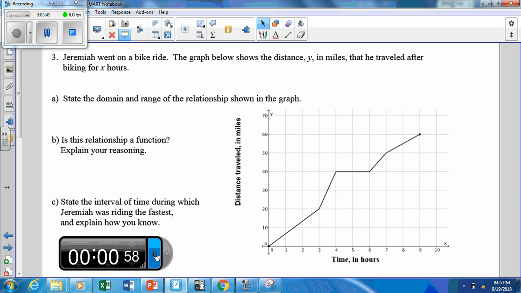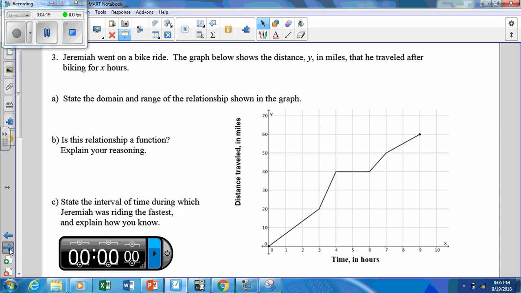All right, guys, welcome back. How'd we do? All right, so hopefully it was very clear that we're just looking at, for the domain, where is the smallest x value? Where is the largest x value? So we're in between 0 and 9, okay? Likewise, for our y, what is the smallest y value and what is the largest y value? And that's between 0 and 60. So, I mean, that all should have been pretty straightforward, okay?